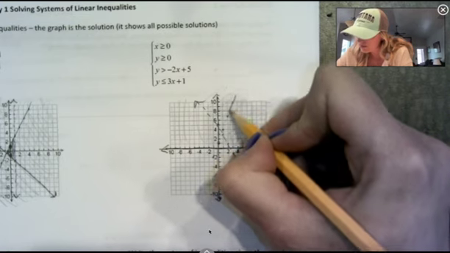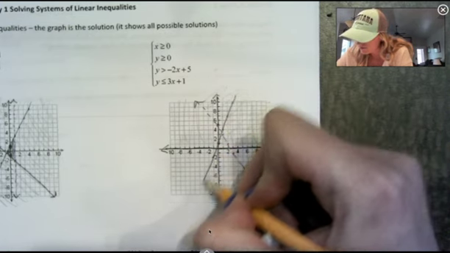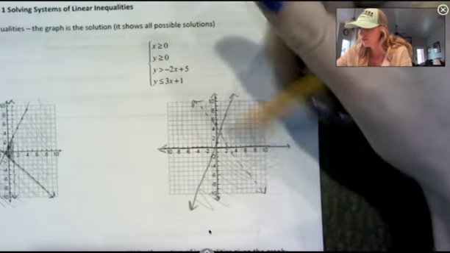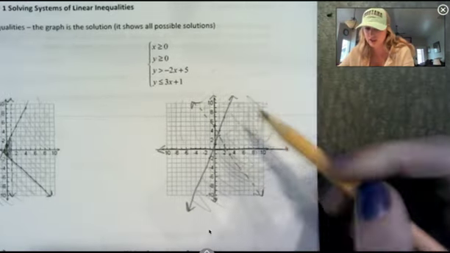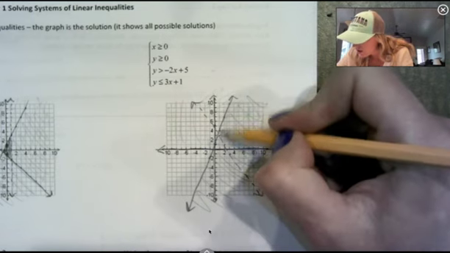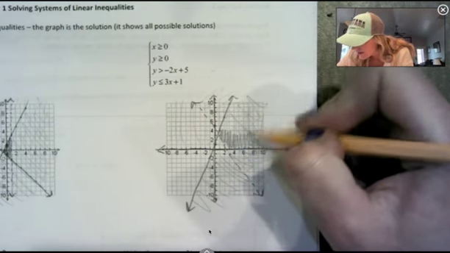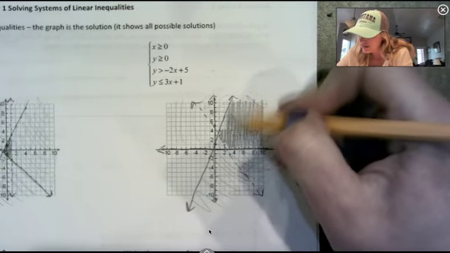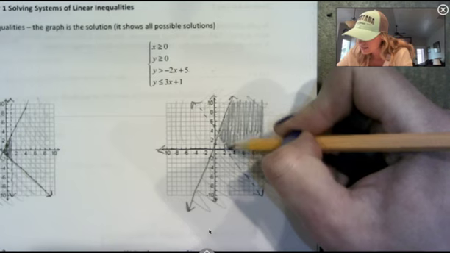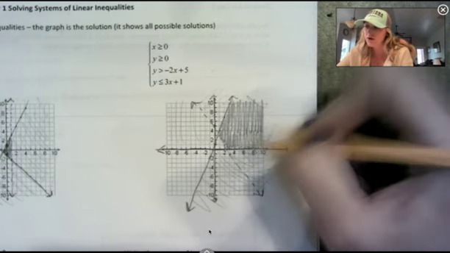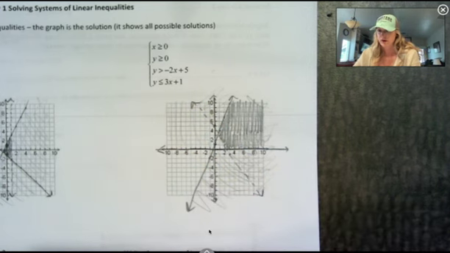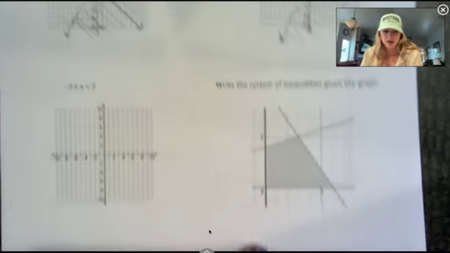So solid line, less than or equal to, shading below, and again I care about where it overlaps those previous 3 solution regions, and that is all right here. So above the x-axis, less than the line I just drew, to the right of the y-axis, and greater than my dashed line. So that whole area, any point in that region is a solution to all 4 inequalities. Okay. All right.